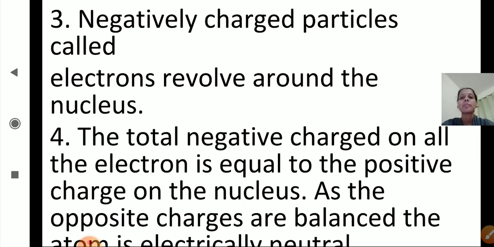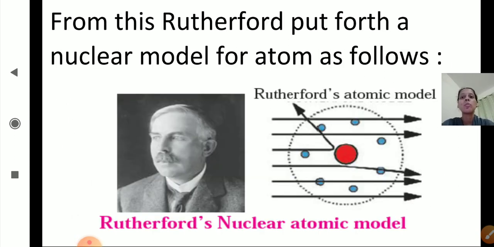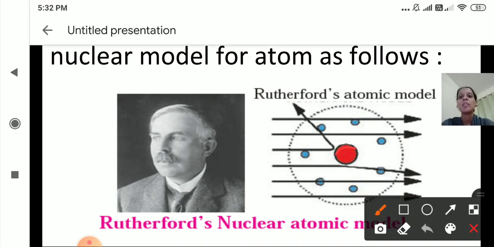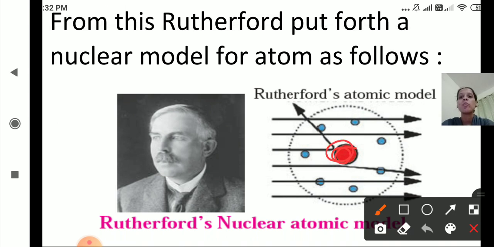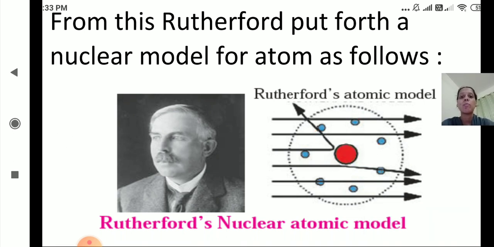So this is Rutherford's atomic model. This is the nucleus; almost the entire mass of the atom is concentrated in the nucleus, at the center of the atom, and the electrons, as you can see here, are revolving around the nucleus. This is Rutherford's nuclear atomic model.